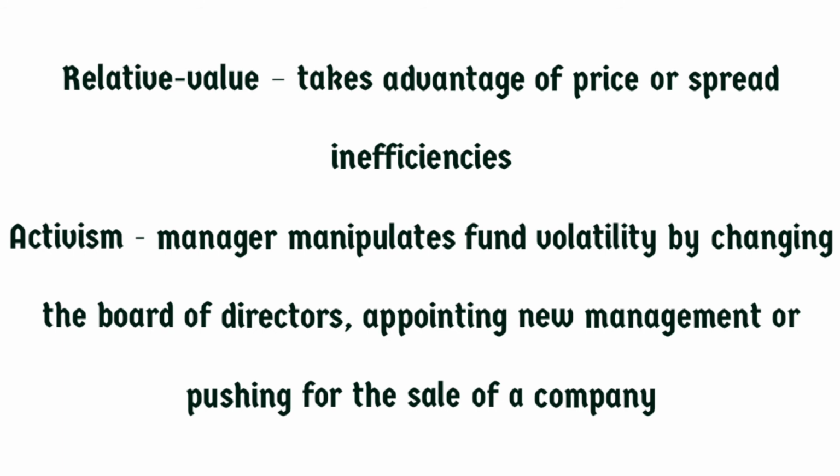Fourth is activism. Managers manipulate fund volatility by changing the board of directors, appointing new management, or pushing for the sale of a company. In addition, it is possible for a hedge fund to take a fund of funds strategic approach by combining other hedge funds or pooled investment vehicles. The aim here is to better control the volatility, risk, and return of the umbrella fund by strategically mixing the underlying strategies and funds.